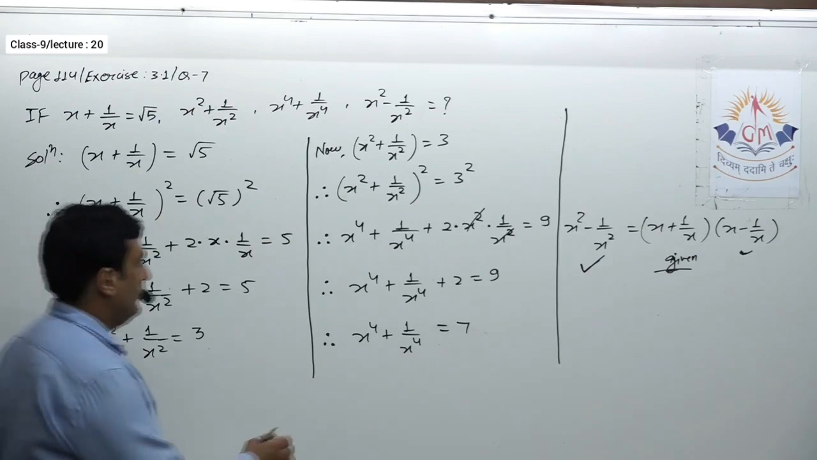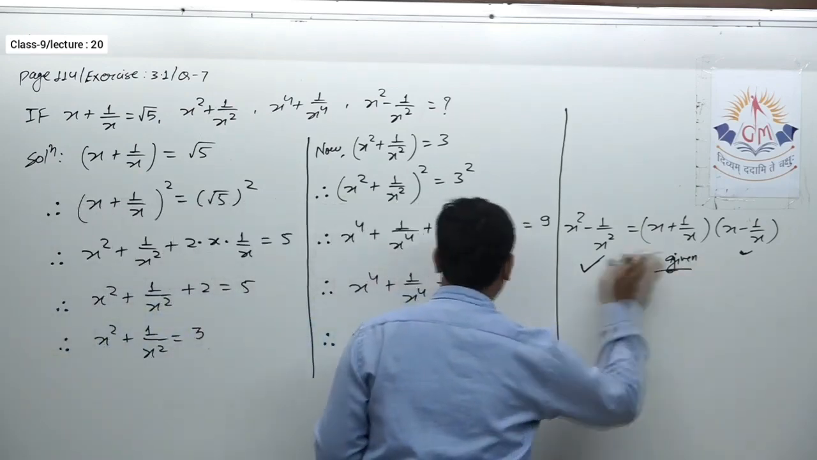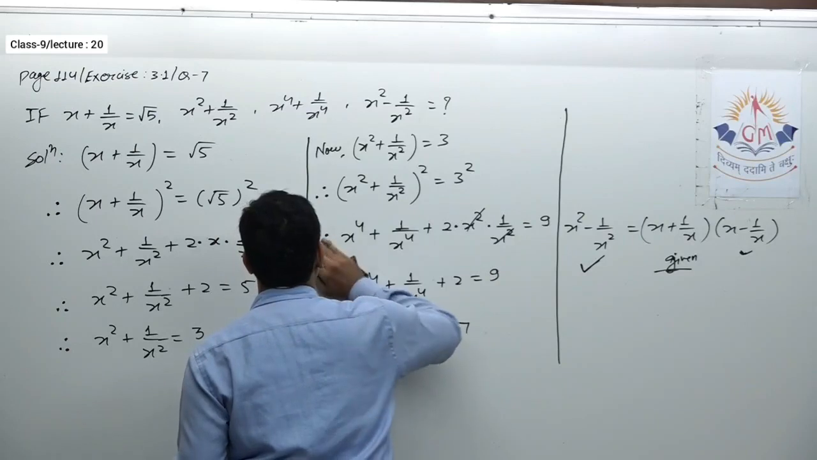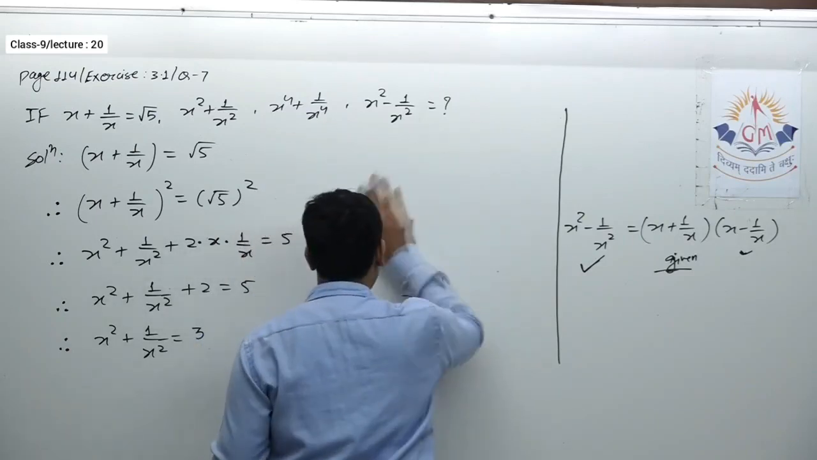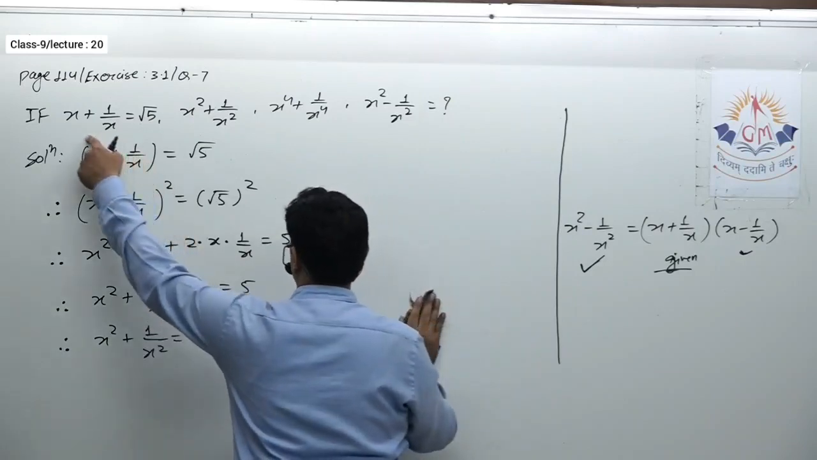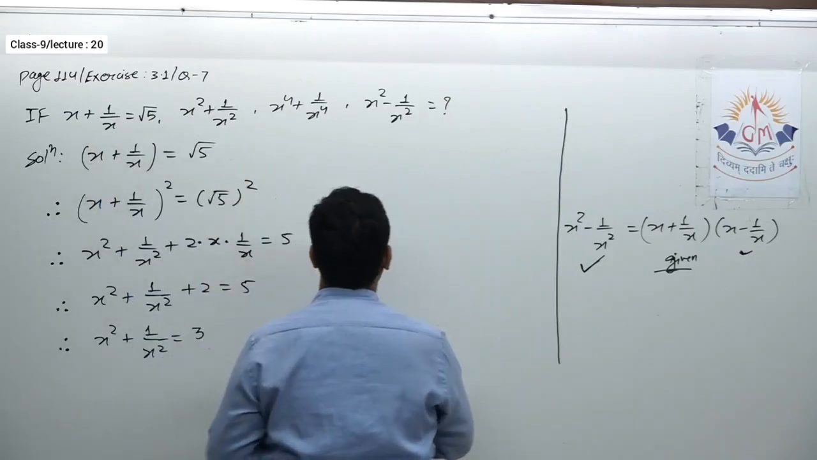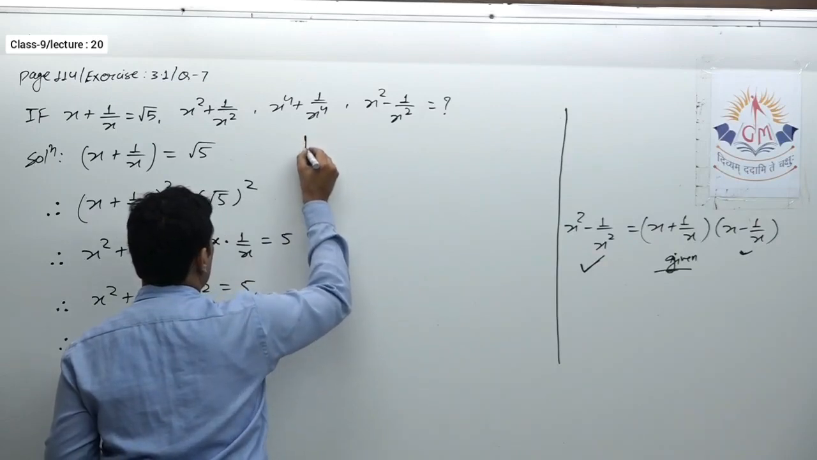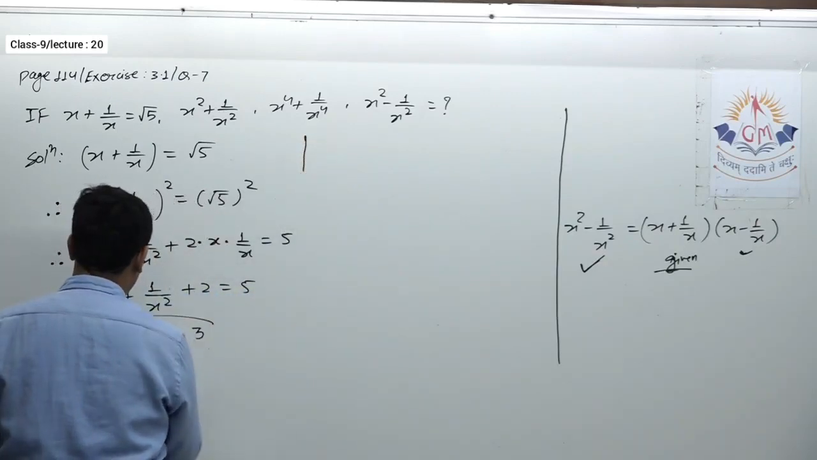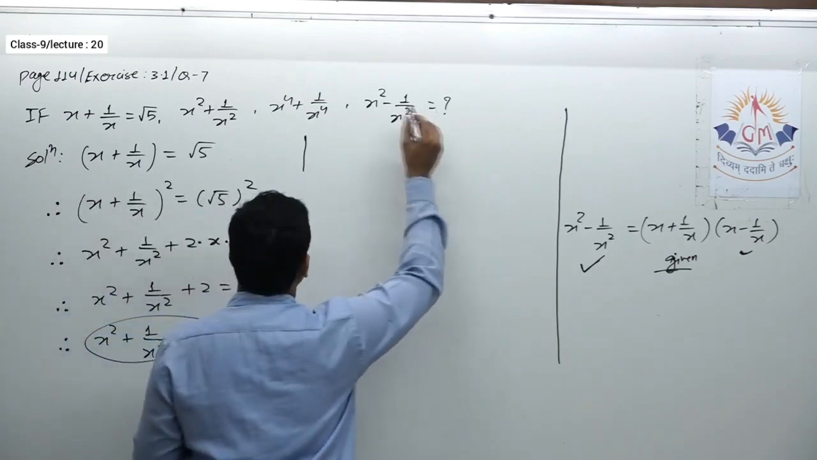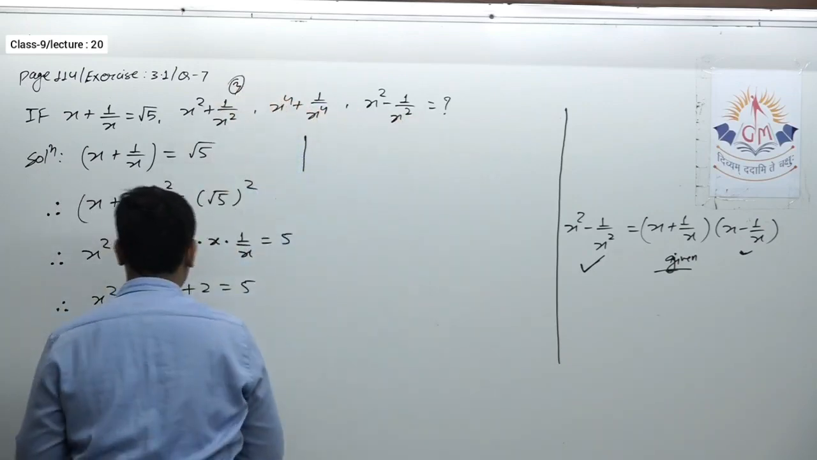So now let us see how to obtain this. This type of sum we already discussed, that means in which x plus 1 upon x is given, then how to find x minus 1 upon x. I might need this, so I'm writing this is equal to 3.